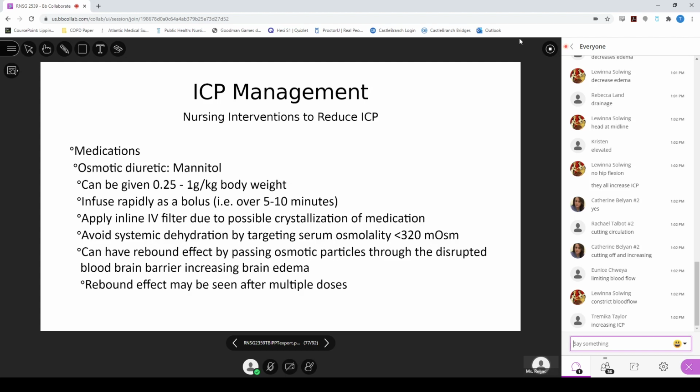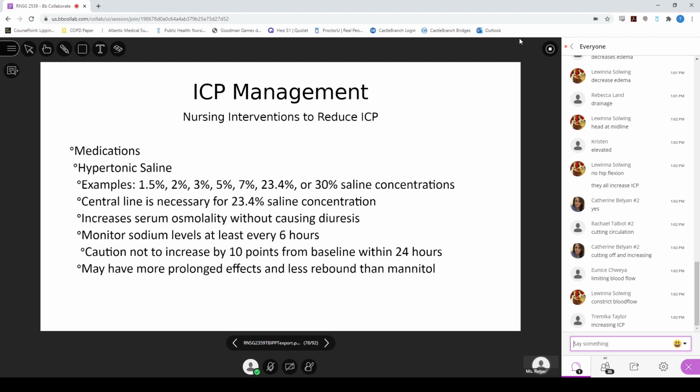And why would that be? If your osmolarity is off. Then you have the hypertonic saline. There's multiple examples of the saline concentrations. The same with dextrose. When you get up to the high concentrations, this needs to be given by central line access only. And just for your knowledge, it's 23.4, which is the concentration that, and greater, has to be given by central line.